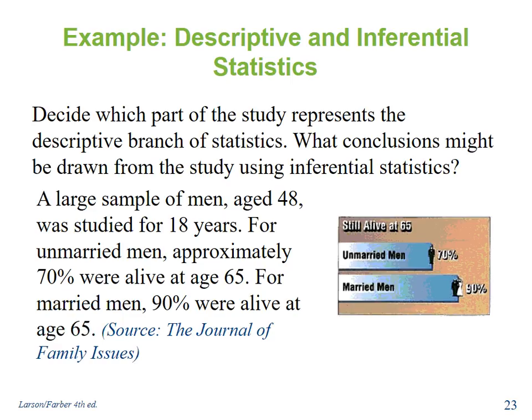Decide which part of the study represents the descriptive branch, and what conclusions might be drawn from the study using inferential statistics. A large sample of men aged 48 was studied for 18 years. For unmarried men, approximately 70% were alive at age 65. For married men, 90% were alive at age 65.